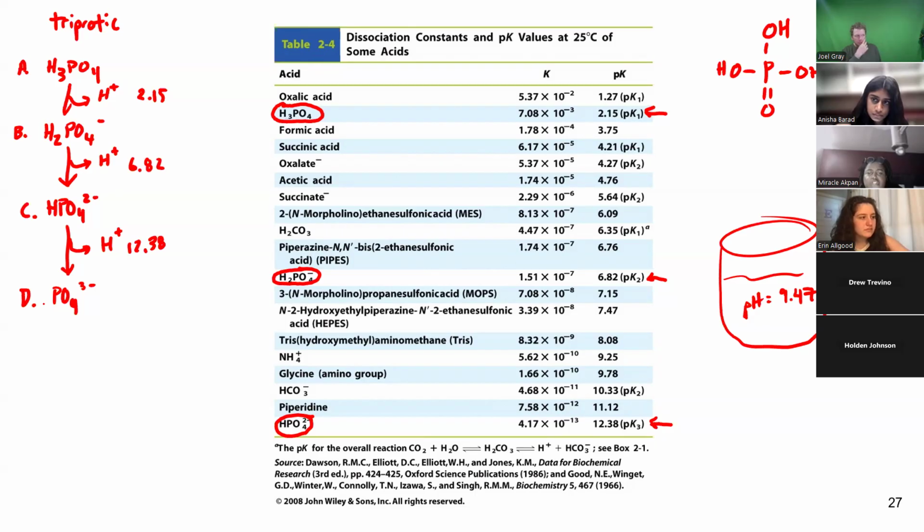Drew's voting for C. And got to be honest with you, Drew's right. Drew's right because the pH of my solution, it's right here. It's between my 2 pKa values. And so the predominant form is that HPO4 2 minus.